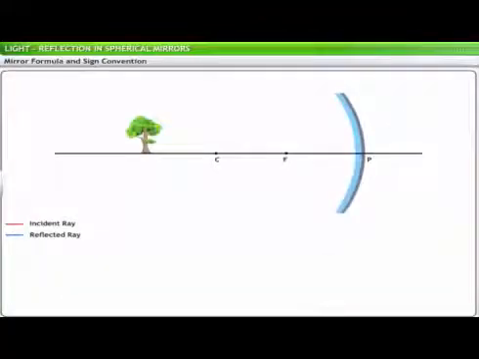Suppose an object is placed in front of a concave mirror. The distance between the object and the mirror is 30 centimeters. The focal length of the mirror is 10 centimeters. How will you find the position of the image?